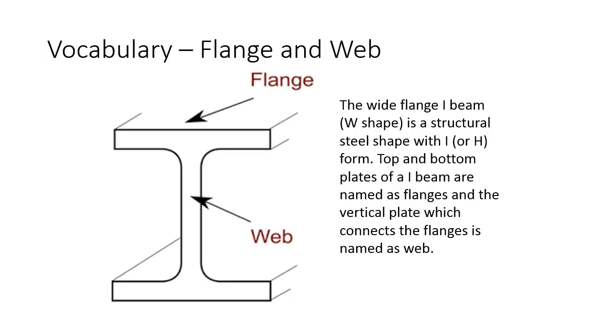So a little quick vocabulary when we're talking about beams. The wide flange I-beam W shape is a structural steel shape with an I or an H form, depending on which way you're looking at it. The top and bottom plates of an I-beam are named flanges, and the vertical plate which connects the flanges is named the web. So you've got a web and a flange. Pretty useful vocabulary, because this is how we measure it to check and see what exact shape it is, and what material we're working with as far as the size of the material.